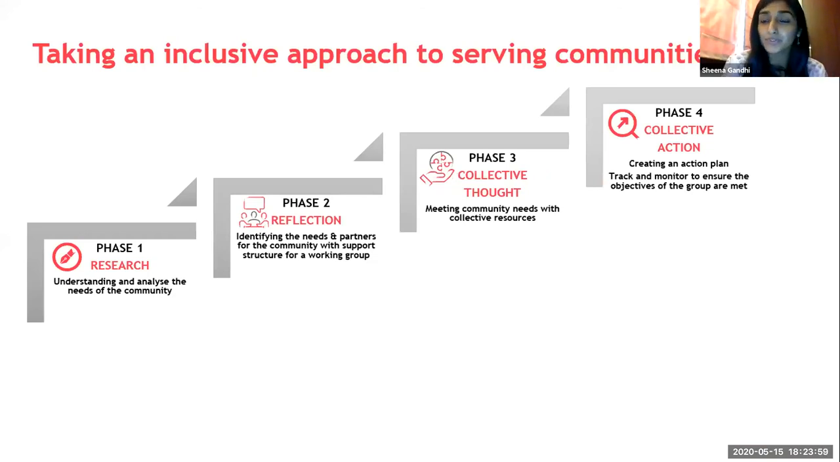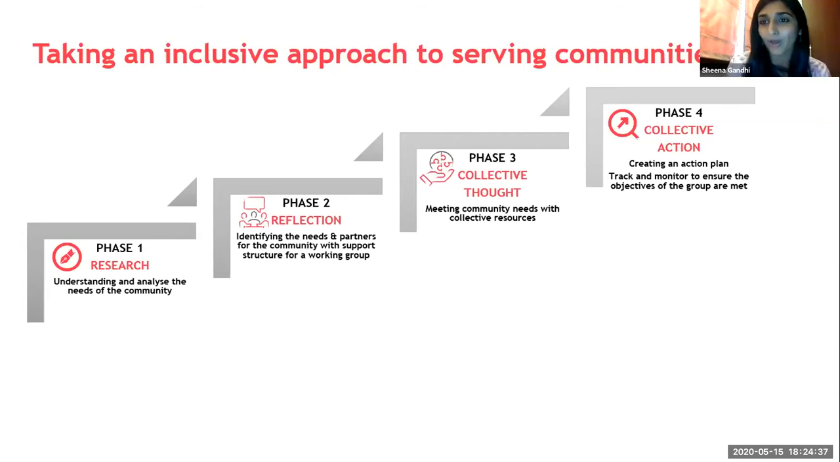There is an approach which is really more phased out to understand what the gaps in the community lie, because each community has different needs. To understand what that is as a core group, put together a collective thought on what the needs are and what kind of resources you can allocate, as well as then create an action plan which works collectively, and track and monitor these objectives towards a common goal, like most of the speakers have spoken about today, but doing it more at a geographical level rather than just a broad level.